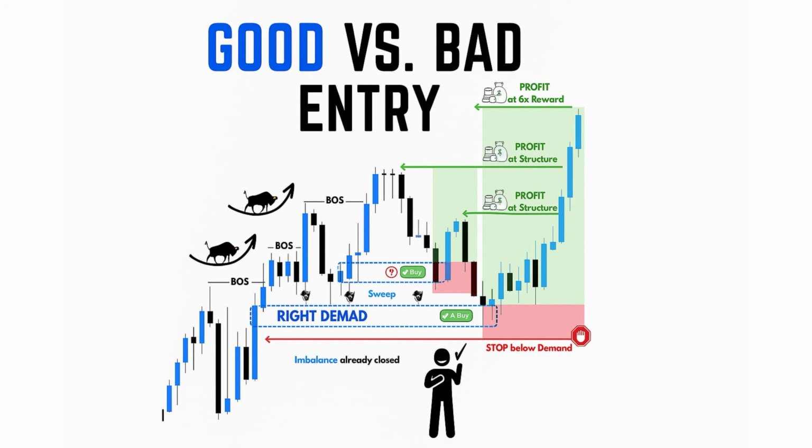First, it performs the sweep of the liquidity below demand. Then it moves back up to close the imbalance it created. Only then, on a subsequent break of structure, BOS, back in your favor, do you enter. This disciplined approach transforms your risk. Your stop is safely placed below the demand and the swept liquidity, and your profit potential is maximized. Instead of one target, you can take profit at structure on the way up, securing multiple wins from a single, high-probability setup, ultimately aiming for a significant 6x reward or more. This isn't just trading. It's trading with the flow of the market.